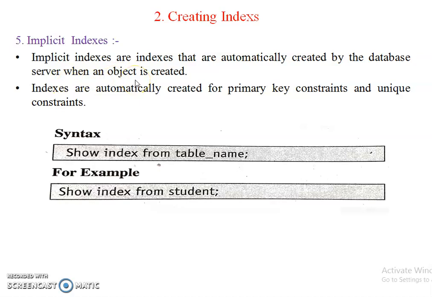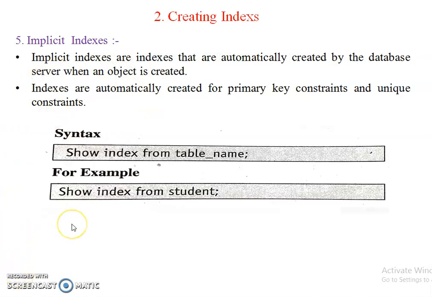When an object is created, in this case we use an implicit index, and indexes are automatically created for primary key constraint and unique constraint. Now see, this is the syntax for showing an implicit index: SHOW INDEX FROM table name, and an example of an implicit index is SHOW INDEX FROM student. So this is nothing but your implicit index.